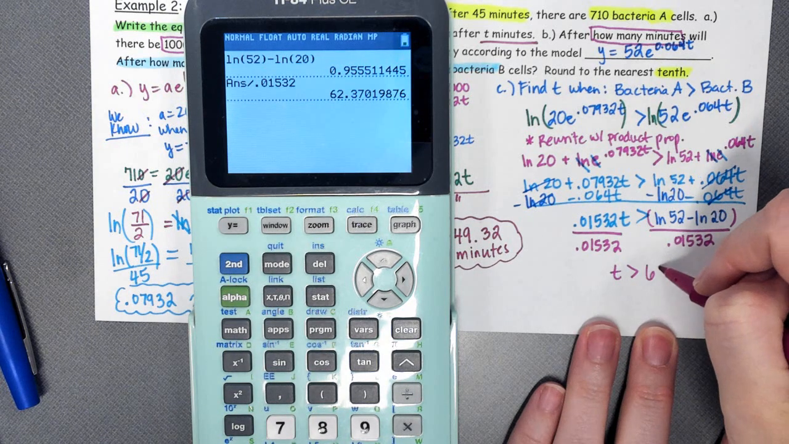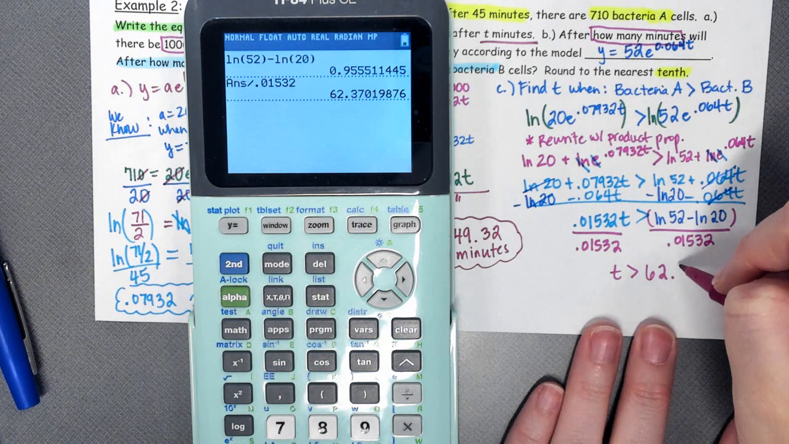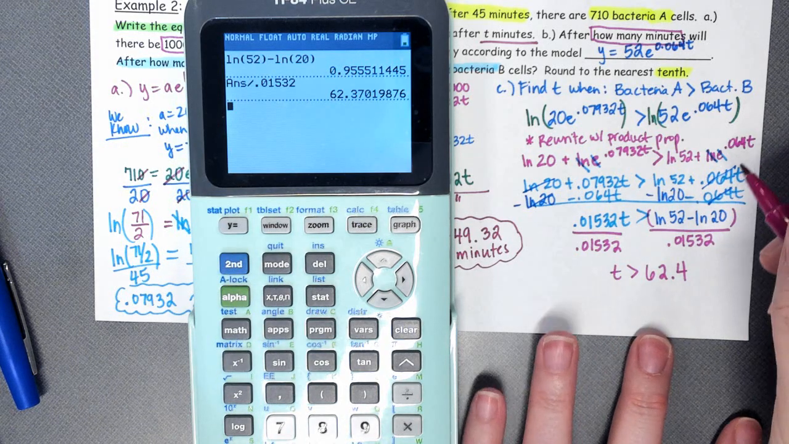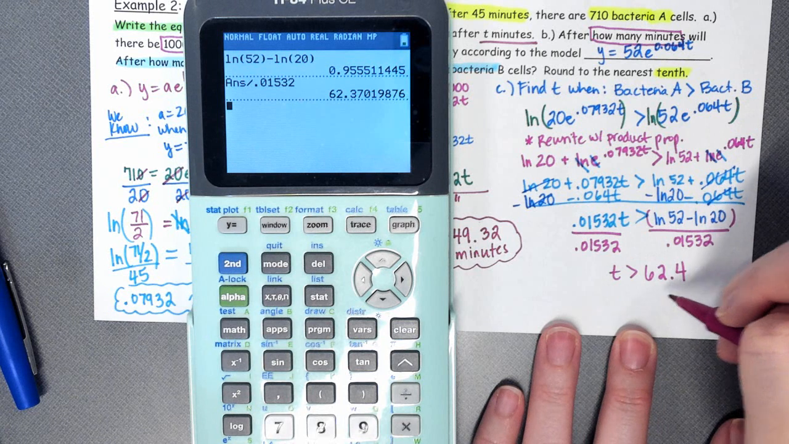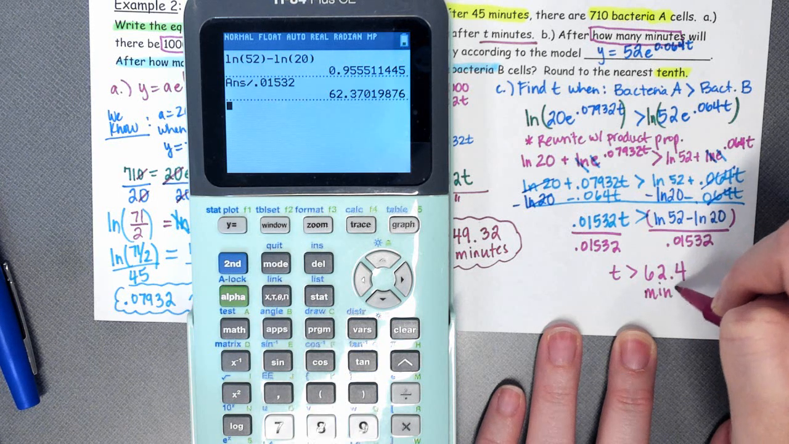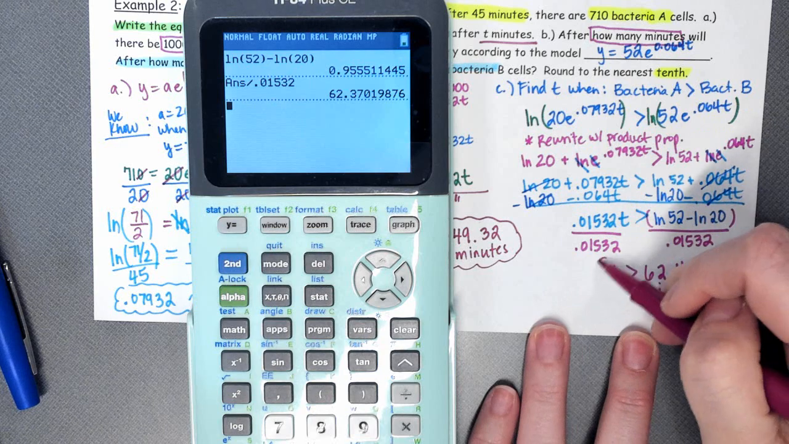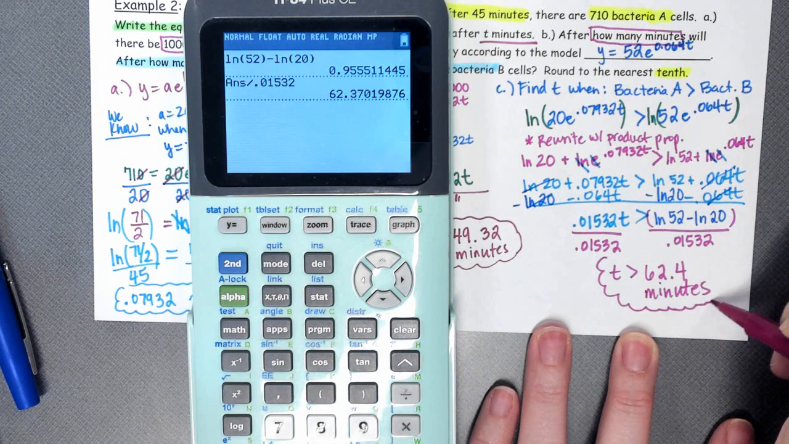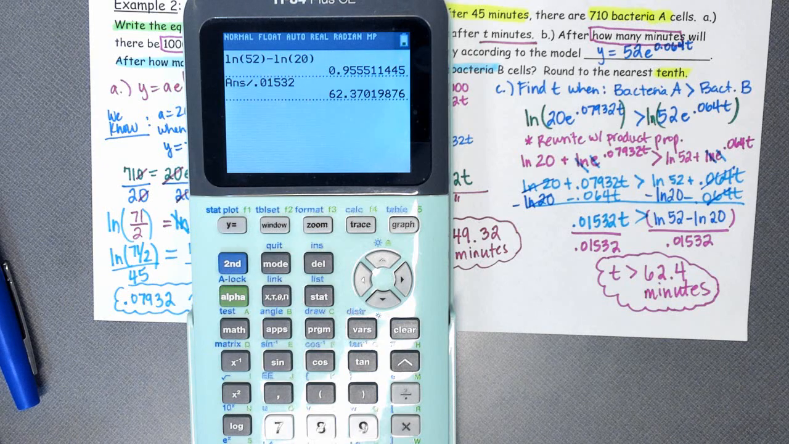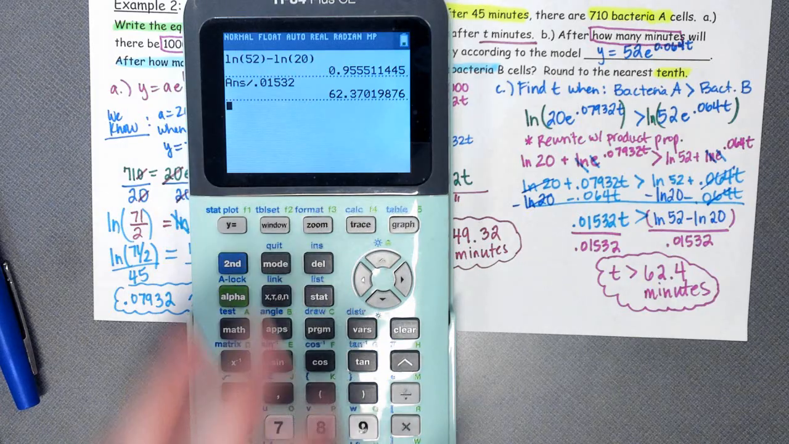And then this one did say to round to the nearest tenth, so that 3 gets bumped up to a 7. And then what is the t value in this case? What unit? Years, minutes, seconds. What is it? Minutes. Okay, so that's something that you want to label. So we know that bacteria A cells will be greater than B when the time is greater than 62.4 minutes.